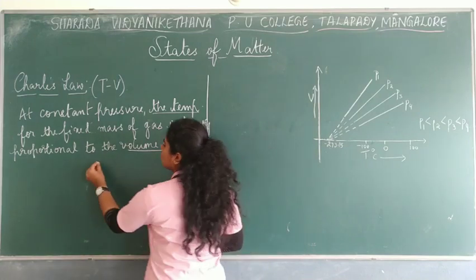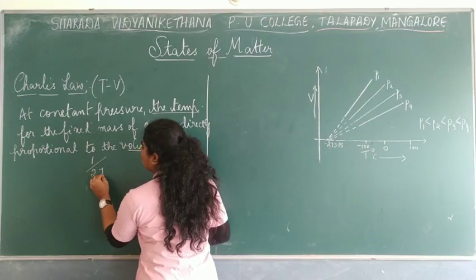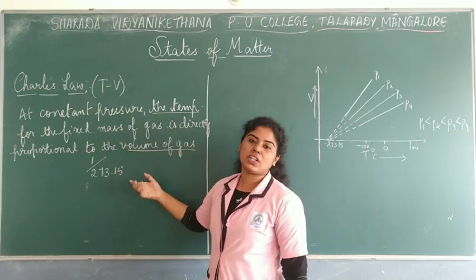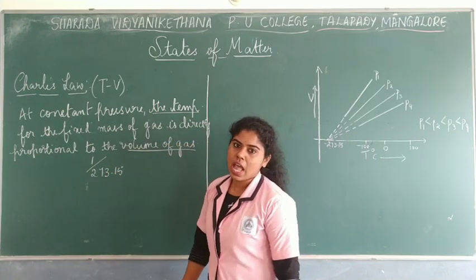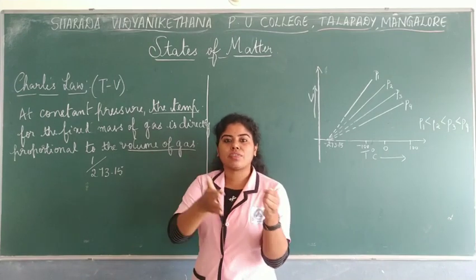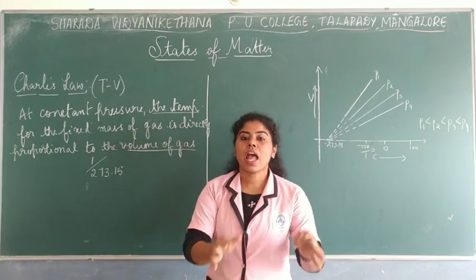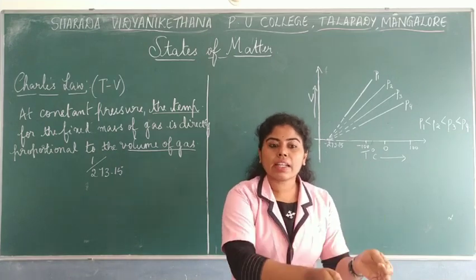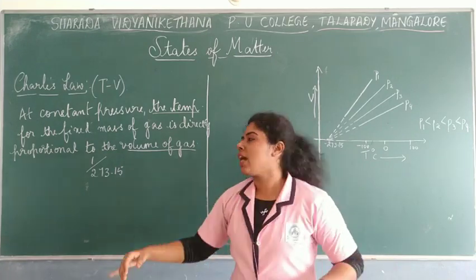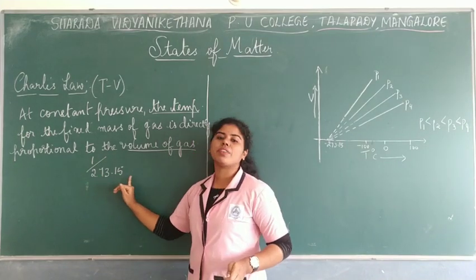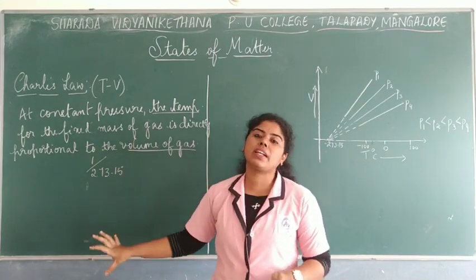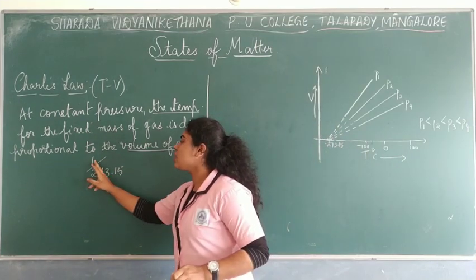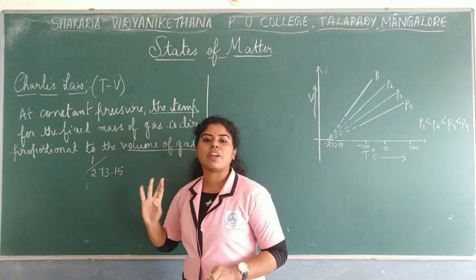And what's that value? It increases by 1 by 273.15 of its initial volume. Okay, so it is like 2 times that of, 3 times that of. In the same way, the volume from the initial value, that is from 0 degrees, increases by how much volume? That is 1 by 273.15. So this is an experimentally determined value. This was a result which they obtained, that value is 1 by 273.15.